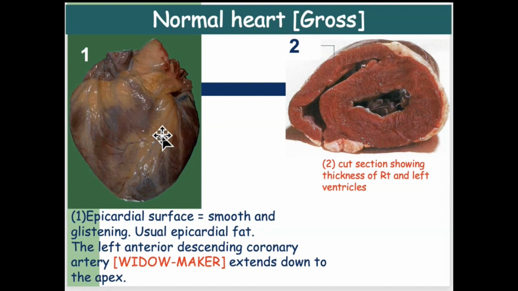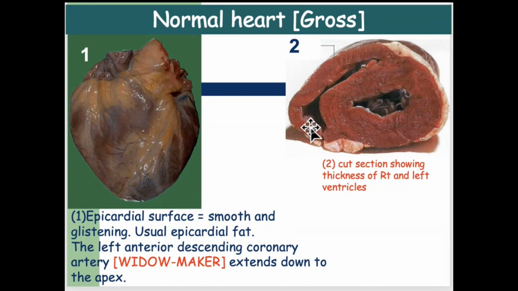So when this artery is blocked, the patient usually dies. That is why some people call it the widowmaker. A widow is a lady whose husband is dead. So that is why they call this artery the widowmaker artery. This is the largest artery supplying the heart, the left anterior descending coronary artery, going from the top to the apex of the heart.